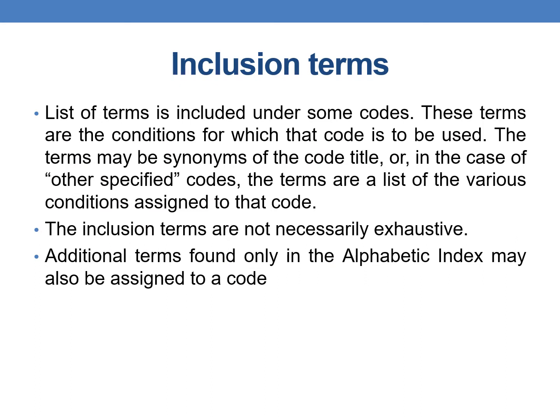Coming to inclusion terms, a list of terms is included under some codes, and these terms are the conditions for which the code is to be used. The terms may be synonymous with the code title, or in case of other specified codes, the terms are a list of various conditions assigned to that code. The inclusion terms are not necessarily exhaustive, and additional terms found only in the alphabetic index may also be assigned to that particular code.